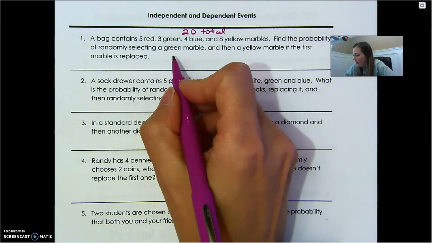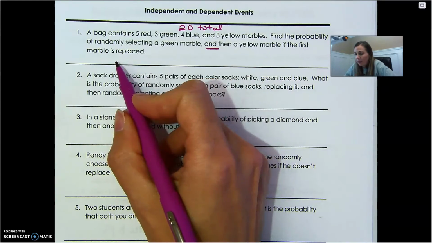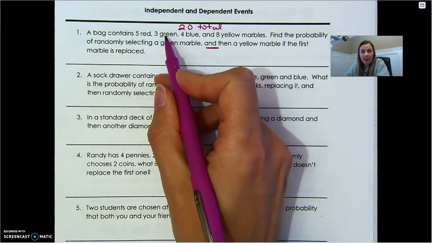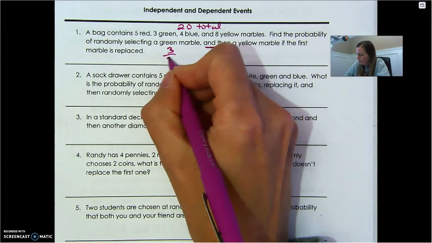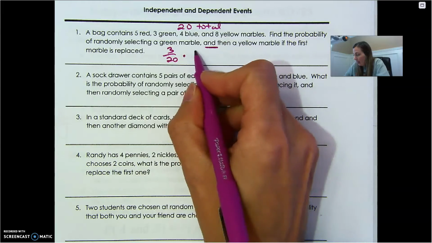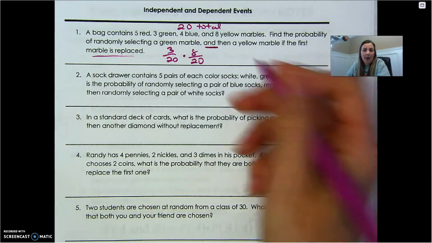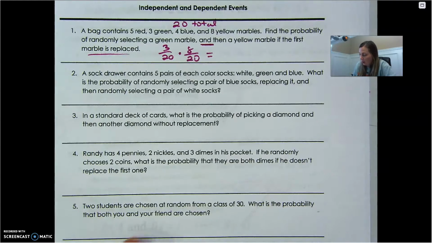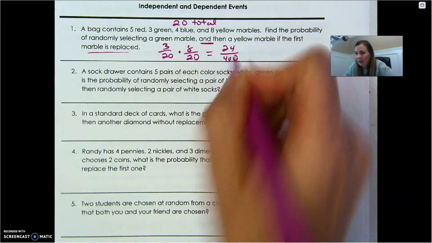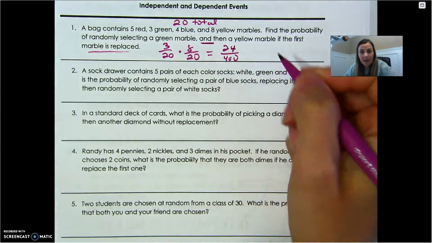Find the probability of randomly selecting a green and then a yellow if the first marble is replaced. All right, well, let's start with green. We have 3 greens out of 20. Then we're going to select yellow. There's 8 yellow. And it's still out of 20 because we put that first marble back. All right, so multiplying straight across, you get 24 over 400. And I know a lot of you don't have calculators, so I'm okay if you just leave it unsimplified, okay?